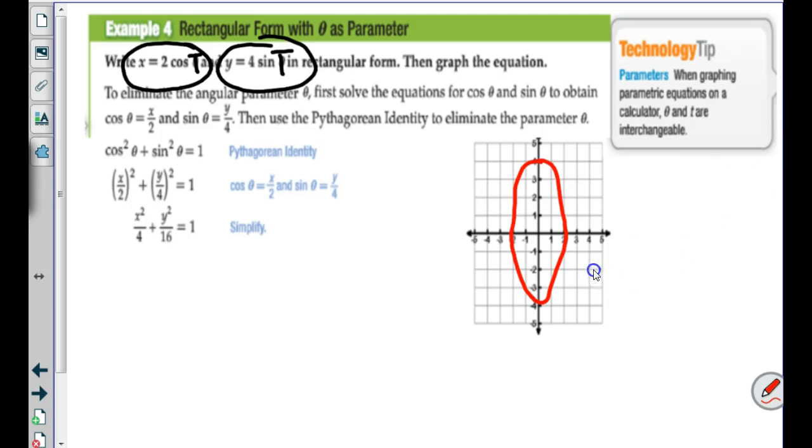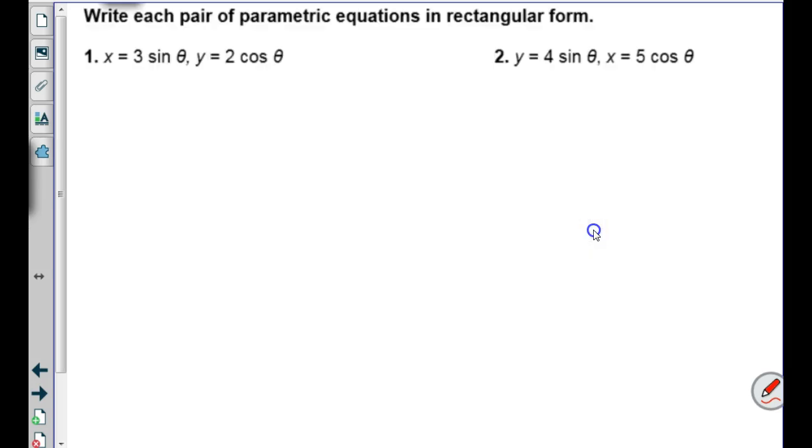Now, I'm going to come back to this slide, but I want you to do some work with me on number 1 right here. You have this question on your worksheet. It says, write each pair of parametric equations in rectangular form. That means get rid of a t. Well, first of all, it doesn't have a t. This was the t. Now, how do I eliminate t on this question? Anybody, any ideas? How do I solve that for t?